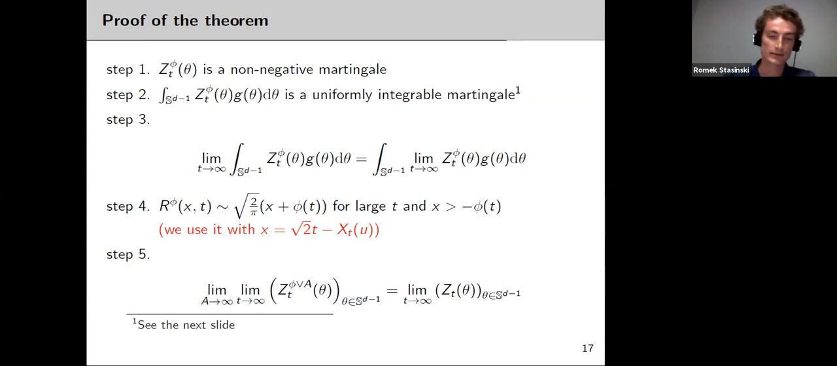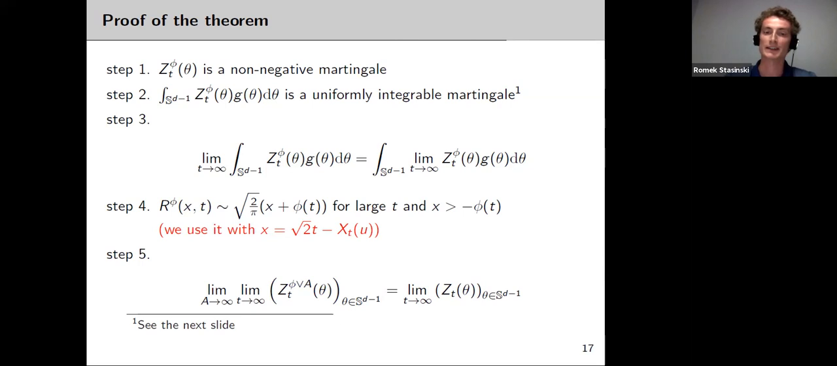And step 5 is again an analog of the last step in the proof of convergence of the derivative martingale in dimension 1. So in other words, we take a sequence of functions phi in A, and we first take a limit in t of the corresponding shaped derivative martingales, and then we take a limit in A of those limits, and in this way, we recover the limit of the derivative martingale seen as a process on the sphere. So the proof is almost over.